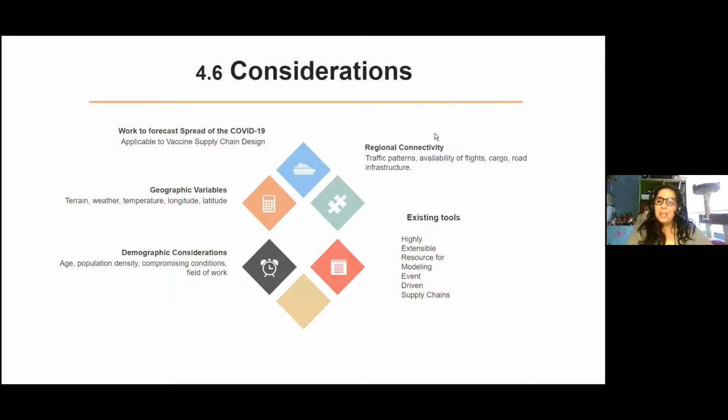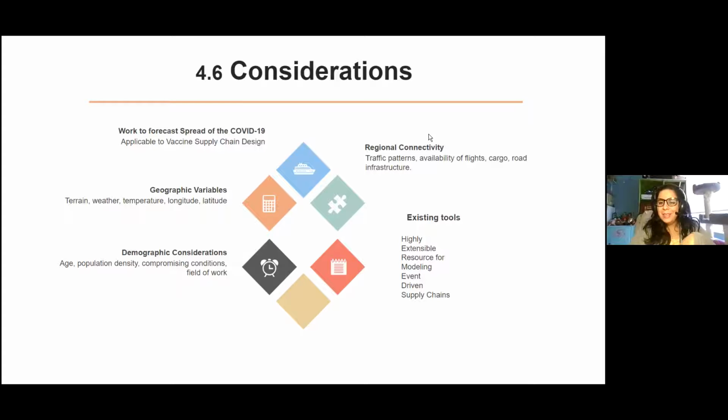And also regional connectivity. So how you get things includes traffic patterns at a certain time of the day, the availability of flights, which was a big challenge during the early stages of this pandemic, cargo and road infrastructure. For example, there may be trenches where somebody needs to travel by bike.